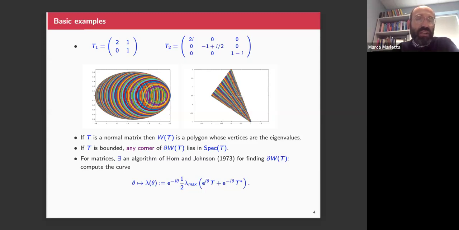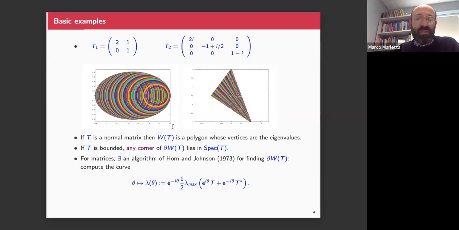Now, for matrices, calculating numerical ranges is relatively easy. There's an algorithm going back to 1973 by two fairly well-known numerical linear algebra people, Horn and Johnson. The way that it works is essentially you rotate the matrix T by an angle theta. You take the real part, and you calculate its biggest eigenvalue, and then you multiply that by e to the minus i theta. By doing this, you're rotating this set around so that the point you're trying to calculate is always rotated to lie on the rightmost boundary, and that's what you're calculating using some suitable numerical linear algebra package.